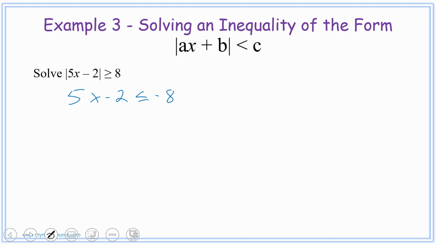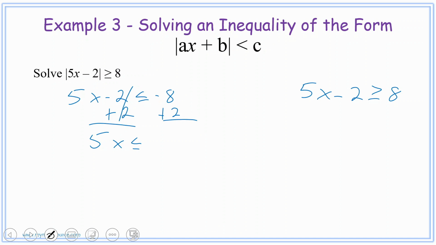Don't forget to put that negative there. And 5x subtract 2 is greater than or equal to positive 8. That one stays the same as we saw in the diagram. So we're going to add 2 on both sides of that inequality. And so we get 5x is less than or equal to negative 8 plus 2, which is going to give us negative 6. And we divide both sides by 5.